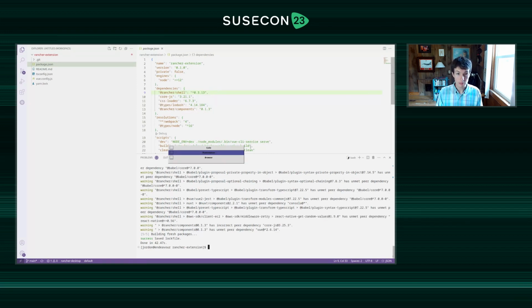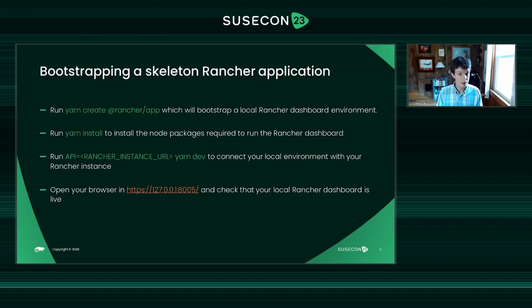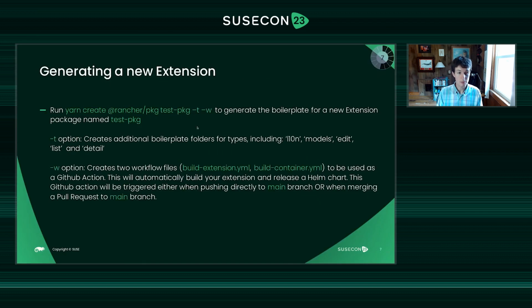Okay, so that has been created. The next thing we need to do is create a new extension package. And we can do that by running yarn create @rancher/package, and we will give it a name. And here we have test-package as a name, and we are going to pass it a few options. This is going to generate the boilerplate for our extension package.